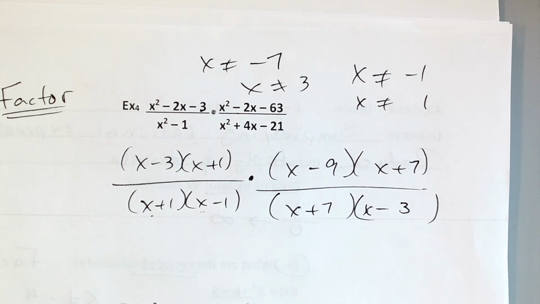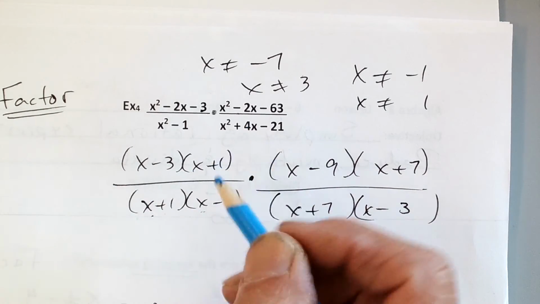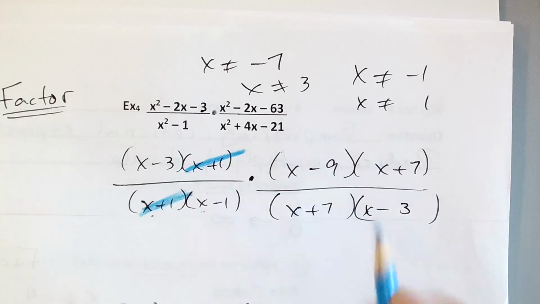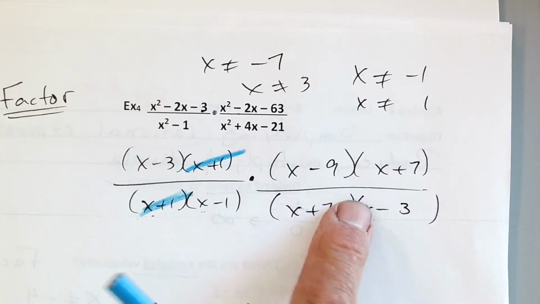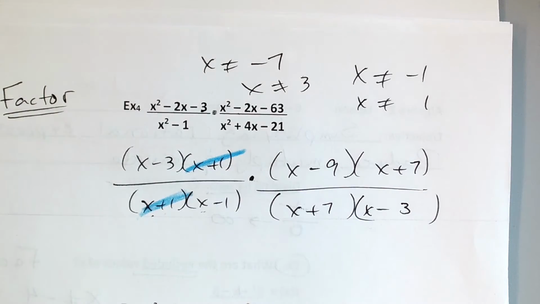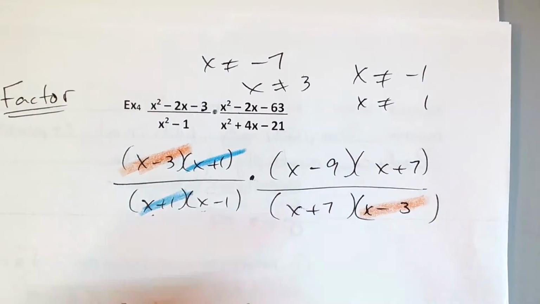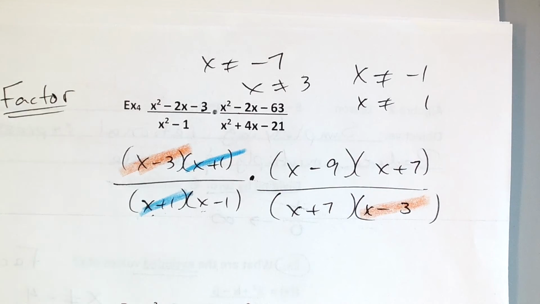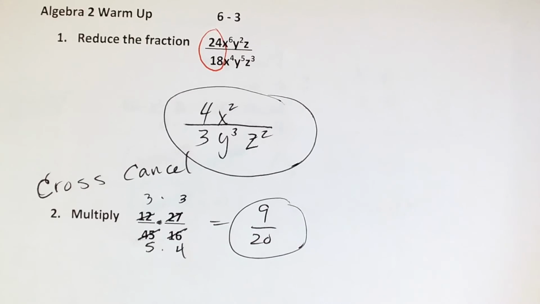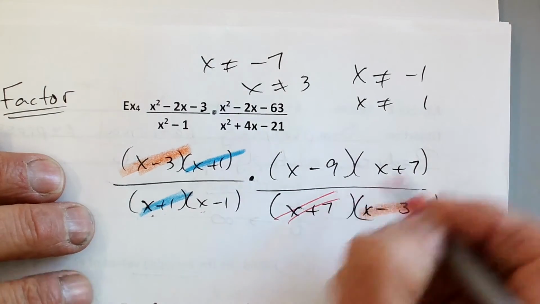You can cancel this x plus 1 with this x plus 1, right? So let's cancel that. And you can even cancel all the way across anything on the top, anything on the bottom, right? Even this here, I can even cancel this x minus 3 with this x minus 3. Anything on the top with anything on the bottom, because it's kind of like what we did over here, right? Is there anything else I can cancel? Yeah, the 7. It's x plus 7 with x plus 7.